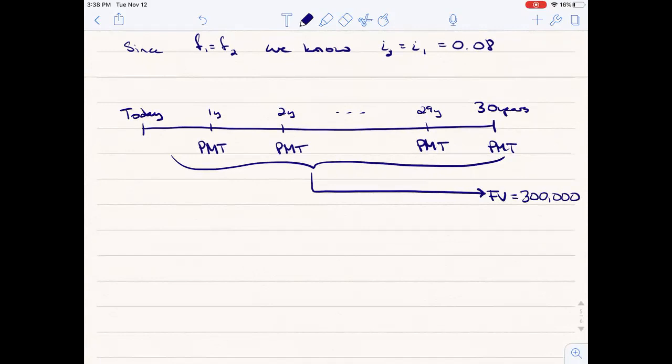Because I'm drawing the arrow forwards, it's becoming a future value, whereas if I'm drawing it backwards, it's a present value. On the arrow, I still have N, but N is going to be the number of payments. N is going to be time times F2. Time is 30 years times F2, which is 1. So I have 30 payments, which makes sense. If I'm making annual payments for 30 years, I need 30 payments. And recall that we're using I2 as 0.08, just off to the side somewhere.